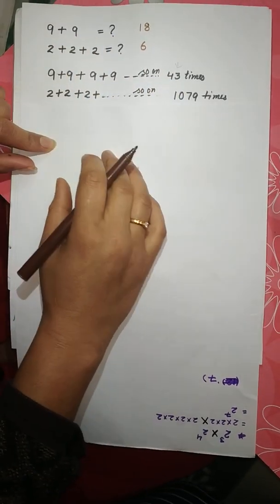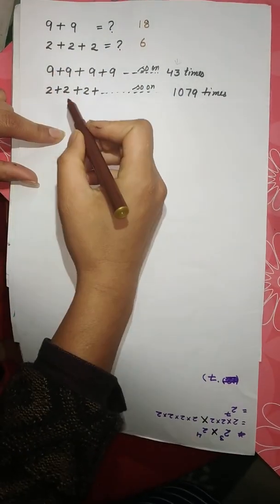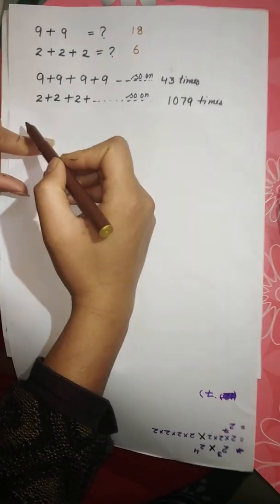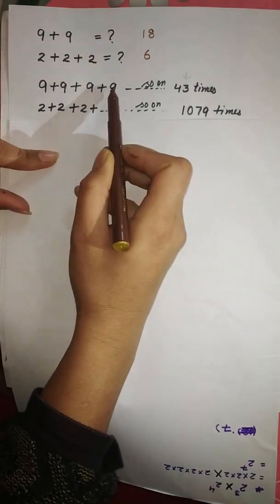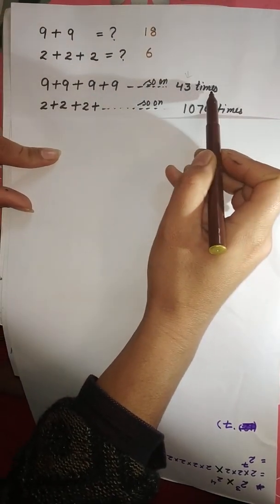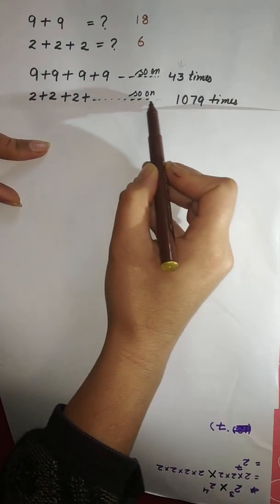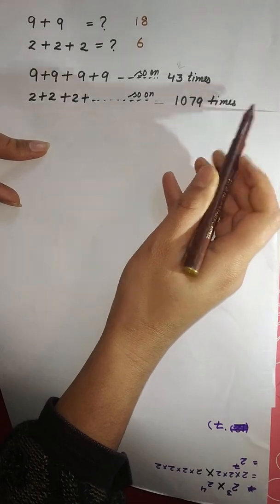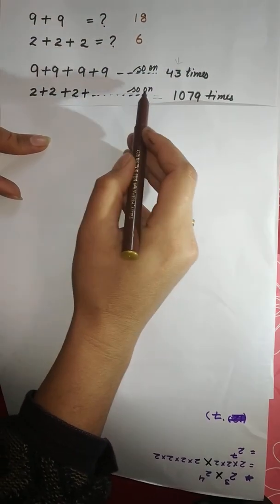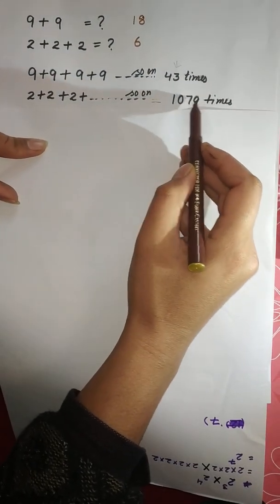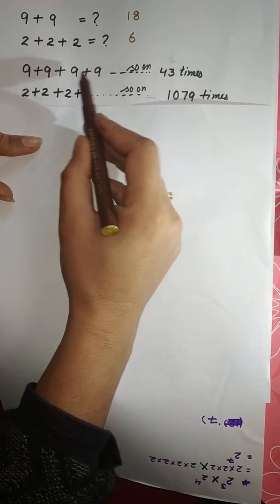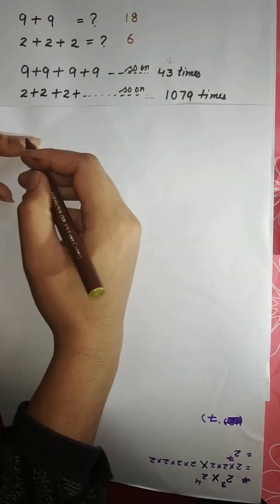Can you solve this? 9 plus 9 plus 9 plus 9, so on till 43 times. 2 plus 2 plus 2 and so on 1079 times. So on means 2 is being added 1079 times, and here 9 is being added 43 times.